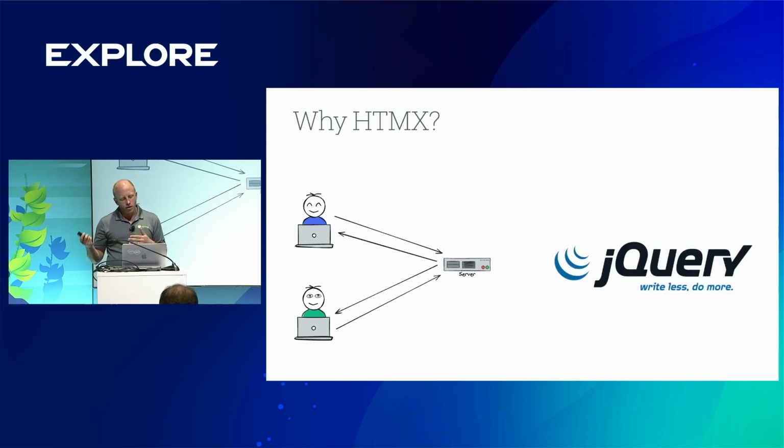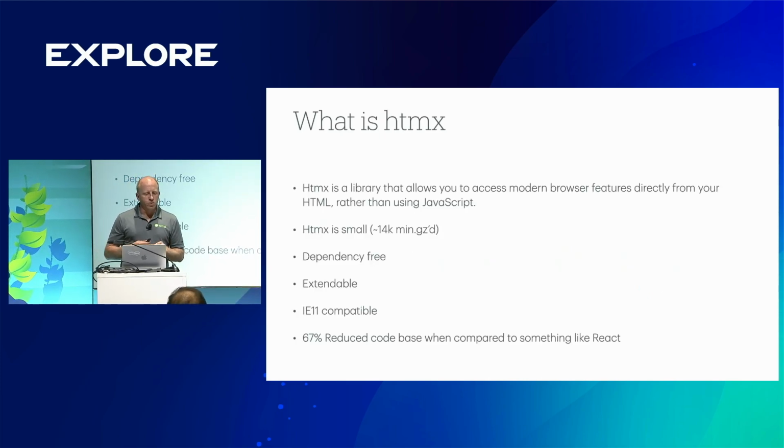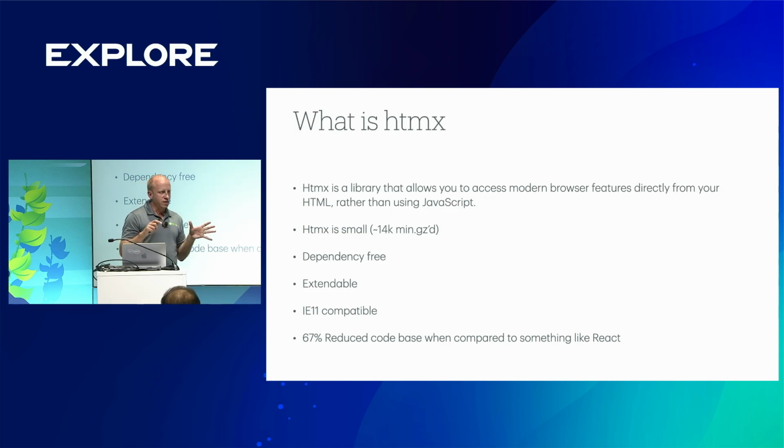Then what happened, jQuery came onto the scene and said, okay, let's add some dynamic capabilities by maybe making an AJAX request and pulling some of this data back instead of doing that full page rendering. Well, that's kind of what we're doing here with HTMX. It's a library that allows you to get access to modern browser features with just HTML, without using JavaScript. It's very small, dependency-free, extendable. What I really love about this is that they compared it to a React project, and it was like 70% less code to do some of the same capabilities.